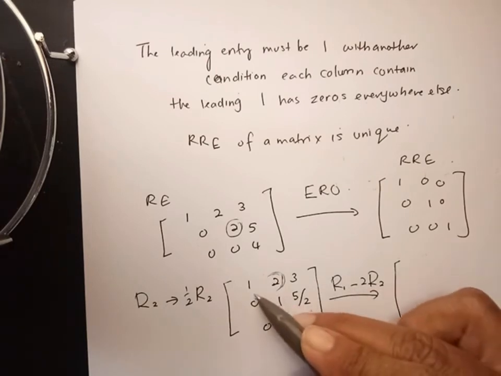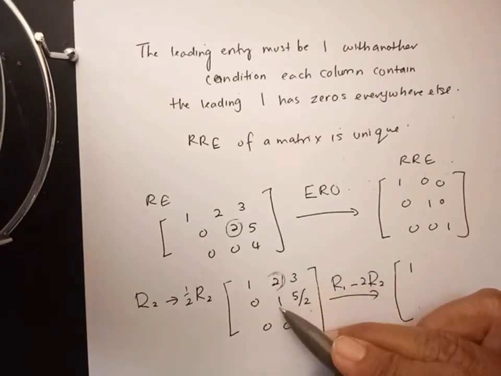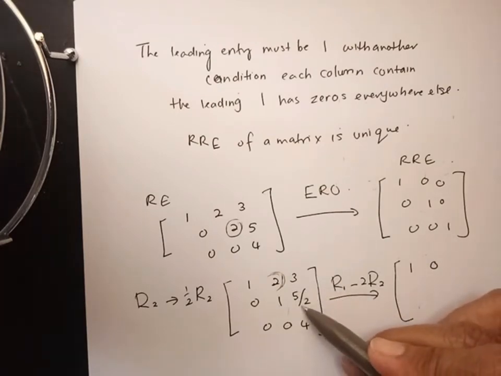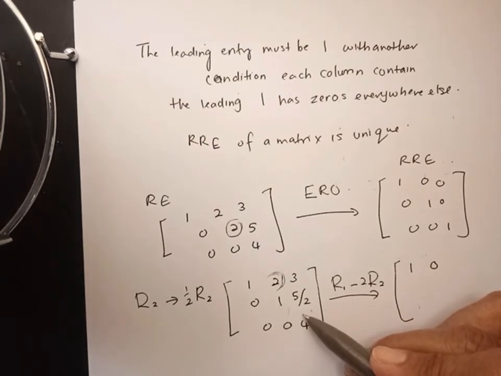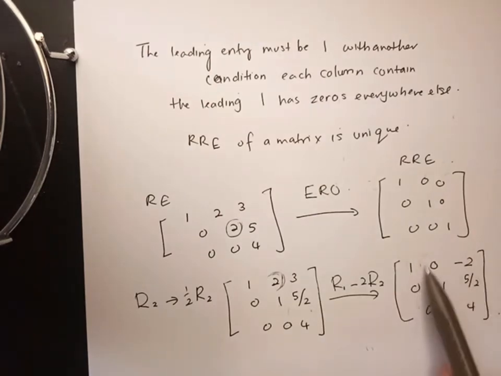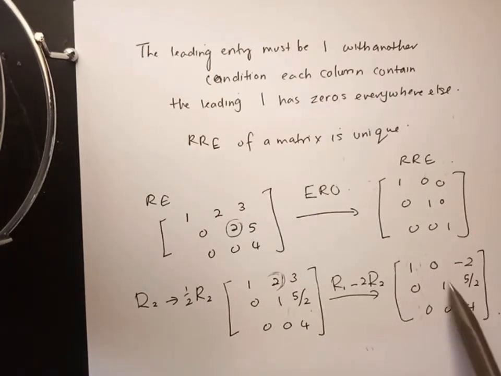So this one is 1, 2 minus 2 times this is 0. 3 minus 2 times 5 over 2, which is 5, so 3 minus 5 is minus 2. The rest is the same. This is done. Next is this one. The leading entry for this row must be this.